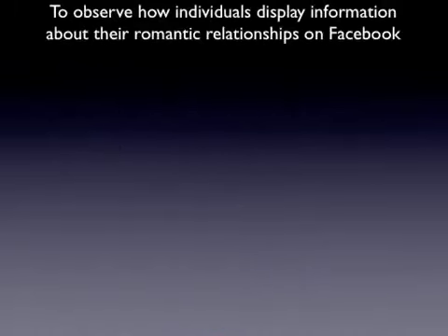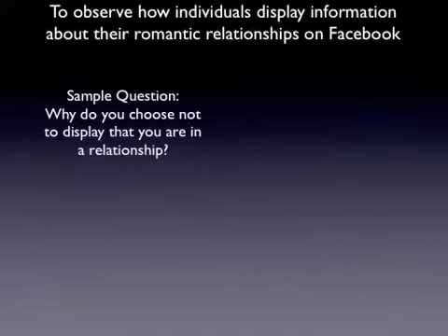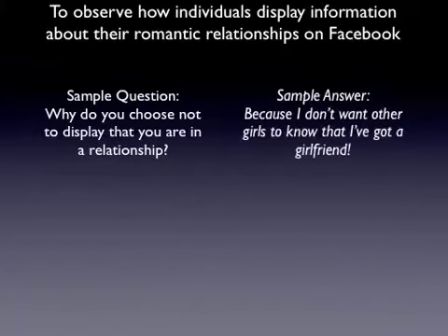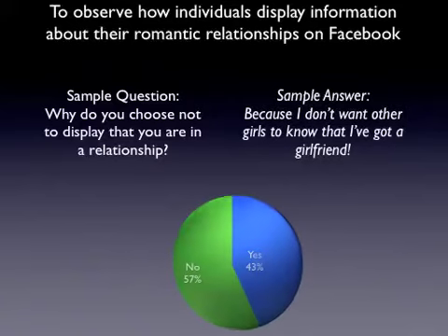Then speaker 3 will continue and say our third objective, again, was to observe how individuals display information about their romantic relationships on Facebook. Again, here's a sample question. Why do you choose not to display that you're in a relationship? Here's why we asked it. Here's one of the answers that we got: because I don't want other girls to know that I've got a girlfriend, and so on and so forth. This is how it affects interpersonal relationships, and here's a graph. Great. So that is speaker 3. They've covered objectives 2 and 3.